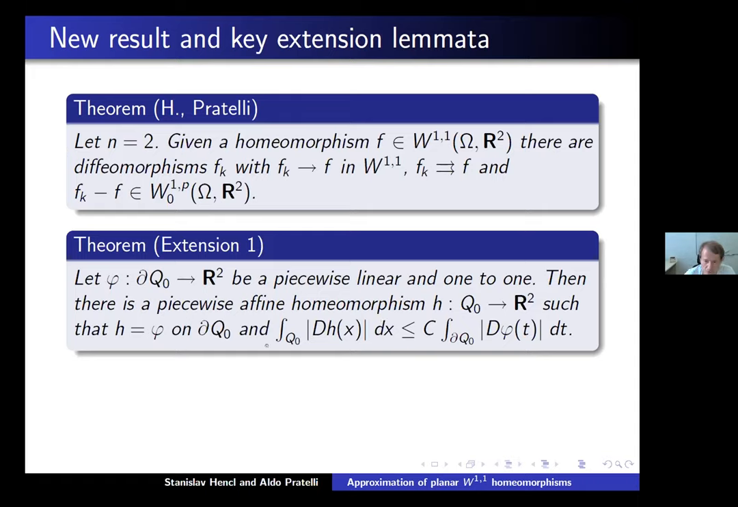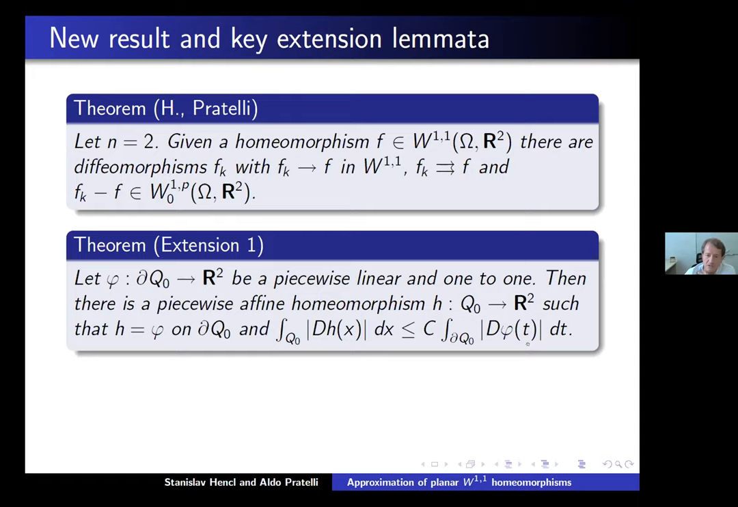And of course, this is for the unit cube. If you don't have a unit cube, then you need to have the diameter of the cube somewhere here, by simple translation. Perfect. So if you have a piecewise linear map from the boundary of the unit cube, you can extend inside, and you control the energy of the extension by the energy of the boundary datum.